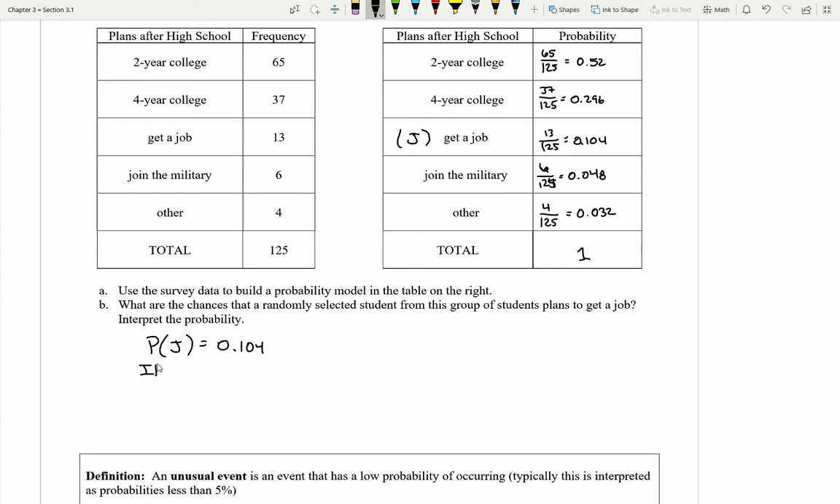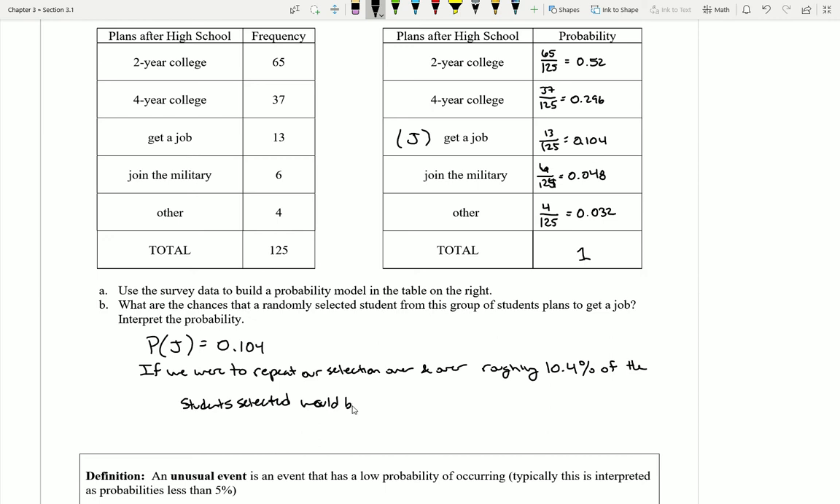Well, this means that if we were to repeat our selection over and over, roughly 10.4% of the students selected would be those who plan to get a job after high school.